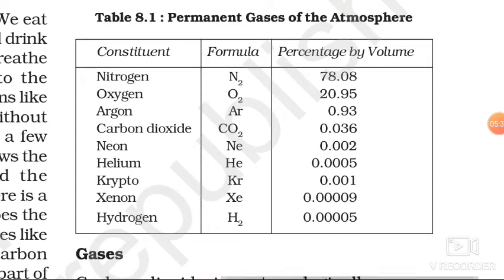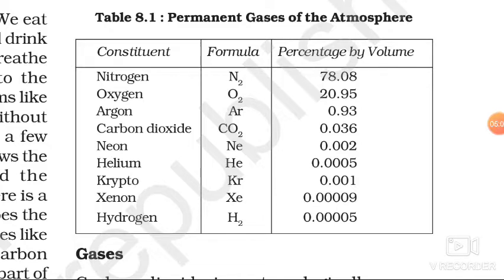So this is the constituent, and this is the formula. This is the chemical formula representing the gases, and this is the percentage by volume. Remember, this is the percentage by volume, not the percentage by mass. Nitrogen is the highest gas in the atmosphere, at 78.08 percent.